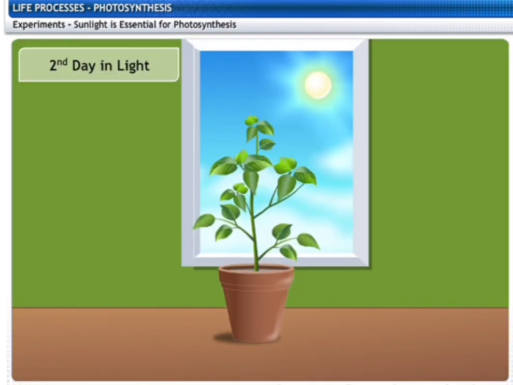Well, actually sunlight is essential for the process of photosynthesis. Let's try this experiment to prove it. Select two leaves of approximately the same size from a healthy potted plant. Cover one of the leaves with a black card as shown in the diagram. Place the potted plant in sunlight for several hours. Test both the leaves for the presence of starch using the iodine test.